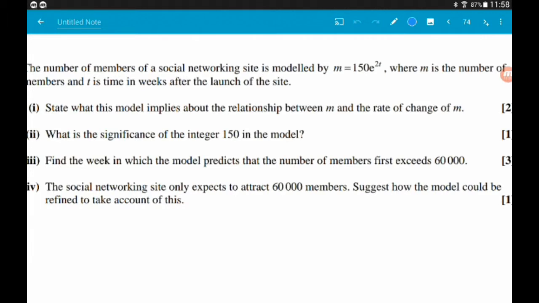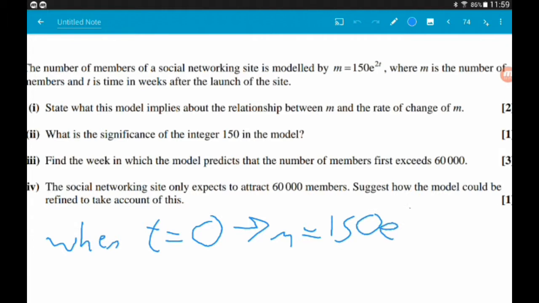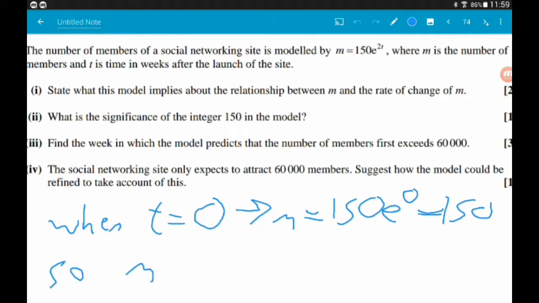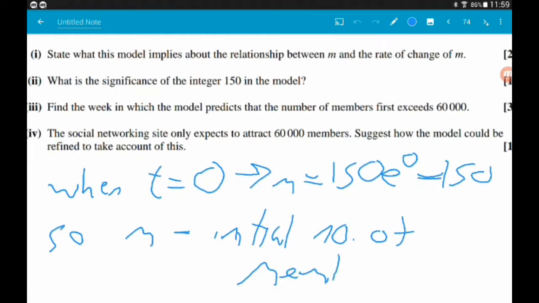Part 2 is asking us what is the significance of the integer 150 in the model. So, it's the initial number of members. Let's show that. When t equals 0, then the number of members is 150 times e to the power of 0, which is 150. Any number to the power of 0 is 1. So 150 is the initial number of members. And again, that's a very common type of question within these questions, where we're asked to find the value of the coefficient or, like that, asked what the coefficient is.